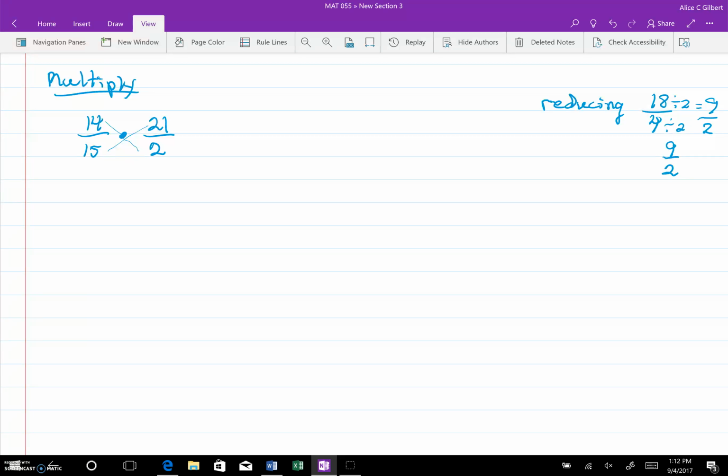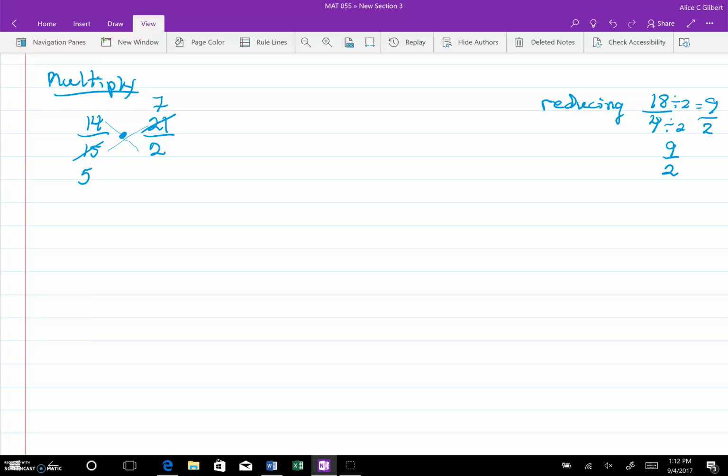Okay? So let's come back and look at this that we're going to multiply. Cross-canceling is basically reducing only in an X instead of straight up and down. Okay? So what can I divide into both the 15 and the 21 evenly, the same number? Well, 3 can go into each of them. So 3 can go into 15 5 times, and 3 can go into 21 7 times.